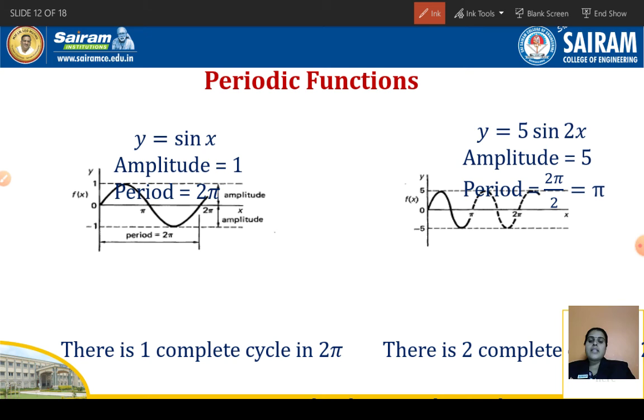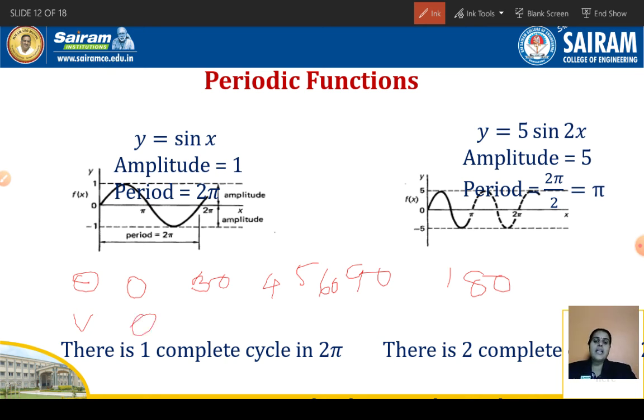We have sine, I'll write the angle here, theta, and the value here. For 0, then 30 degree, then 45 degree, then 60, and 90, and then 180. So now since we are studying about a sine function, sine 0 is 0. What is the value of sine 30 degree? It is 1 by 2. Sine 45 is 1 by root 2. Then sine 60 degree is root 3 by 2. And sine 90 degrees is 1.